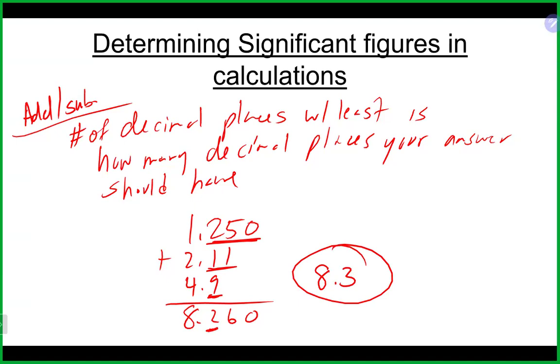By the way, if one of those numbers was a whole number, we should take it to a whole number. Yeah, smallest number of decimal places is none, right? So take it to a whole number if it happened to be.